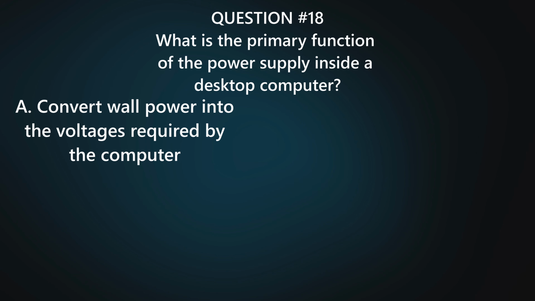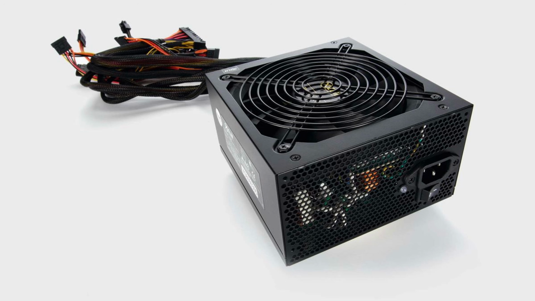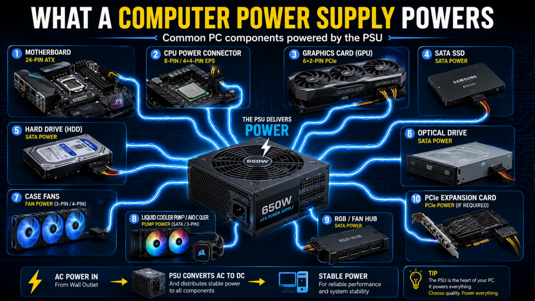The correct answer is A. Convert wall power into the voltages required by the computer. The power supply unit, commonly abbreviated as PSU, takes electricity from the wall and converts it into the different voltages required by the computer's internal components. It provides power to the motherboard, processor, storage drives, graphics card, cooling fans, and all other hardware.